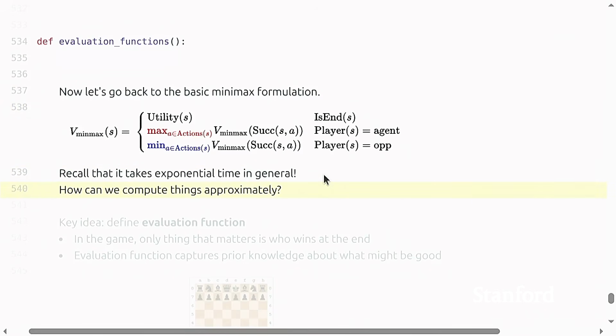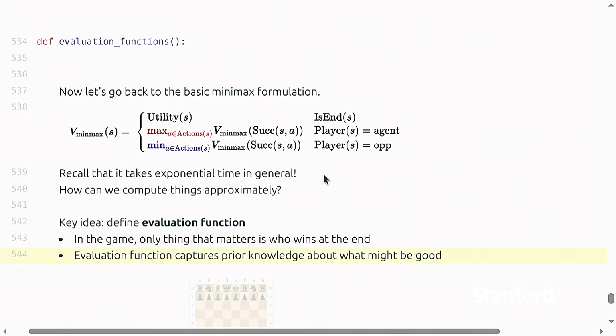And the idea of an evaluation function is that you just say, forget search. I'm just going to take a wild guess, say, how good is this state? It is true that in a game, the only thing that matters is who wins at the end. But nonetheless, if you're playing chess, you kind of know, in some cases, who's doing well and who's not doing well by just looking at it. And so the evaluation function is trying to capture this prior knowledge about what might be good.